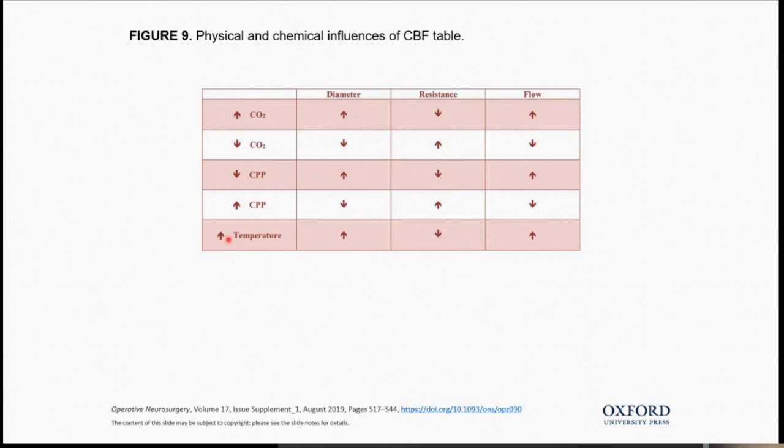If we look at the temperature, okay, it means there's more demand because the temperature is high, so the blood vessels will dilate, and thus the resistance will become less and the flow will increase. But increasing the flow, okay, is not always possible to couple it with the demand. And this is why we need to treat high temperature.